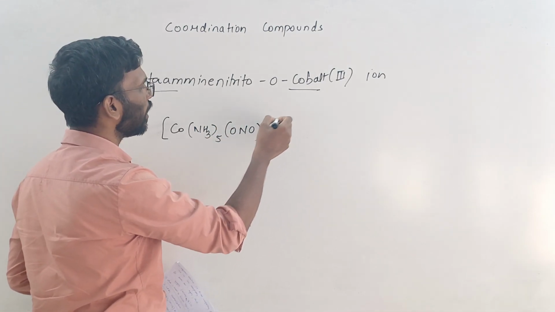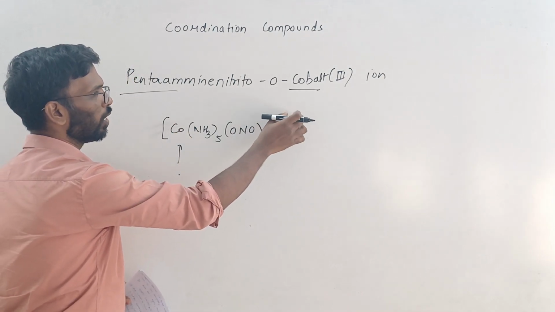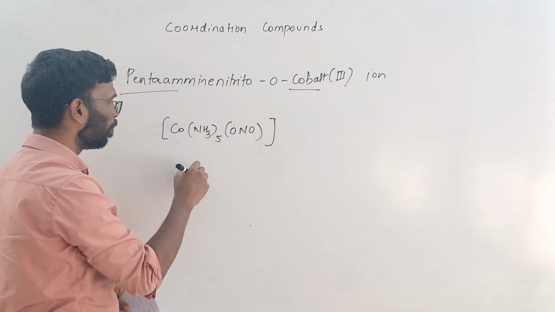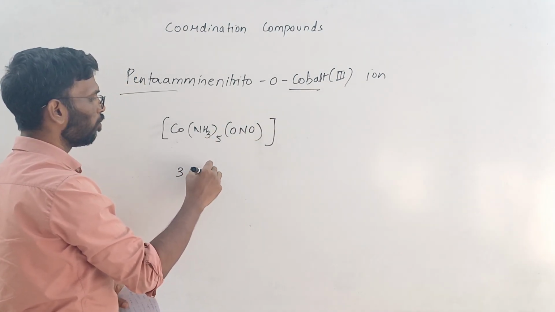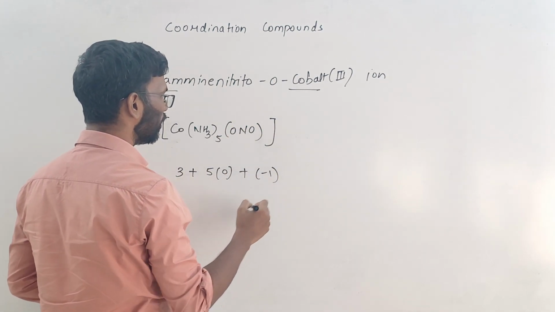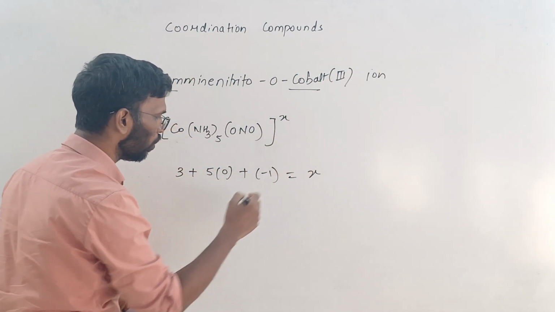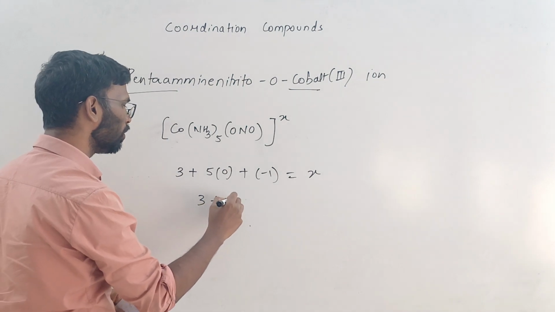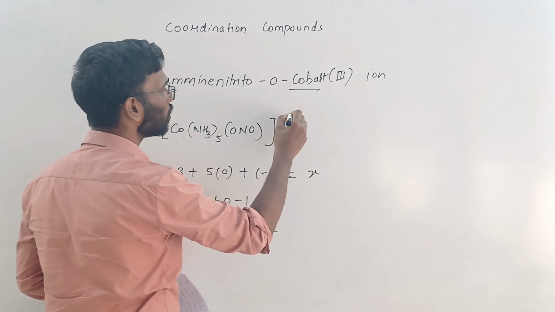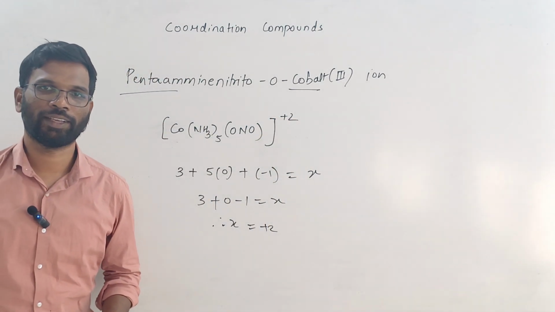Now what they are saying is that on this there is a charge of how much? The charge is not given, we need to find it, right? So here cobalt, they are saying it is 3 plus 5 into 0, the nitrito is -1, which is equal to X. That is what I am finding, no? So 3 plus 0 minus 1 is equal to X, X is equal to plus 2. So over here X will be plus 2. This is how you will write the answers.